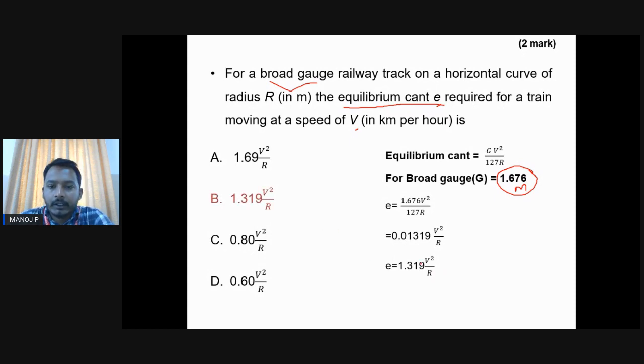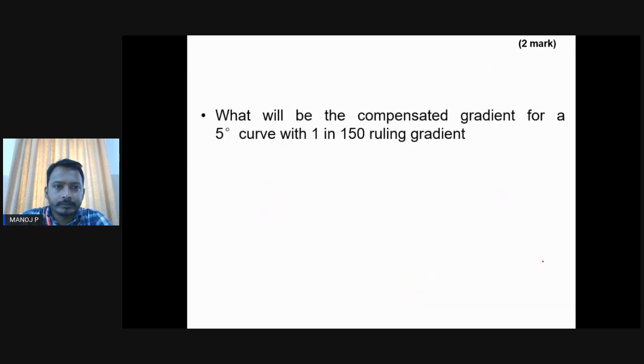This is 0.01319, which will be in terms of meters. Here, what they have done is expressed this in terms of centimeter, super elevation in centimeter. So multiplying by 100, you get 1.319 centimeter.